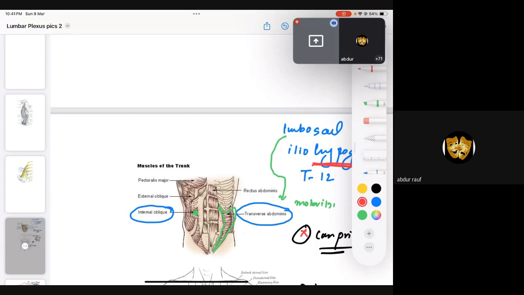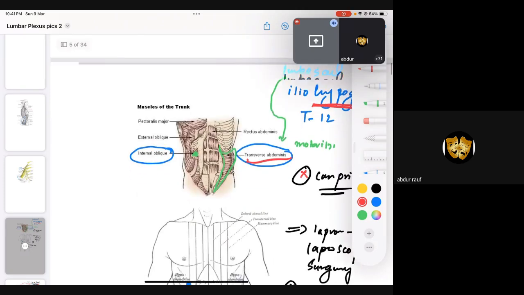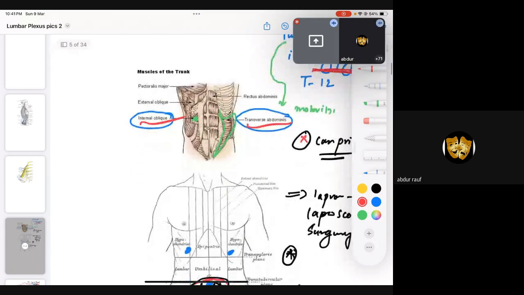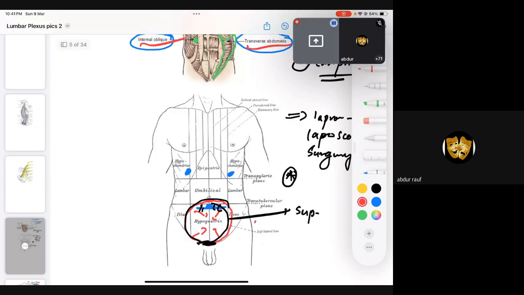So it's going to supply different muscles. Which muscles? Internal oblique and transversus abdominis, which we discussed. Then the sensory innervation is the suprapubic area. So the transversus abdominis and internal oblique are innervated by this nerve, and we have sensation from the suprapubic region. For example, in a laparoscopic surgery or a transverse incision, sometimes the suture can entrap the nerve, which can cause problems.